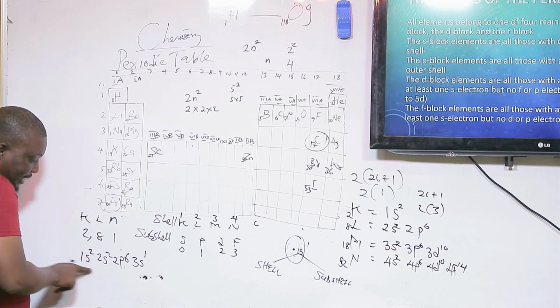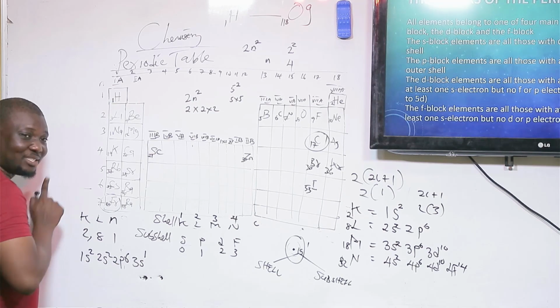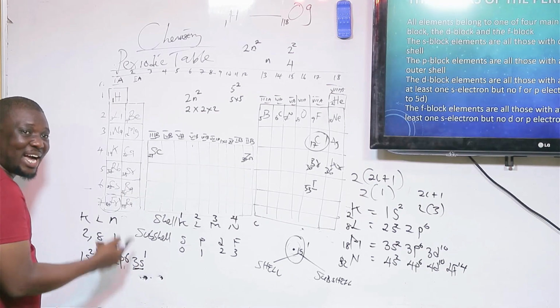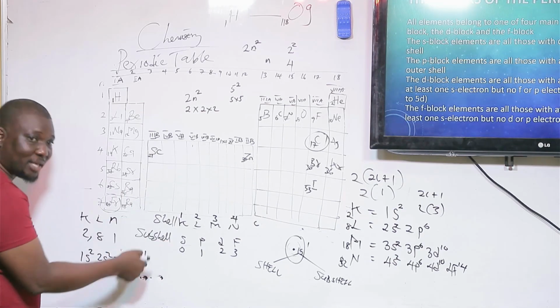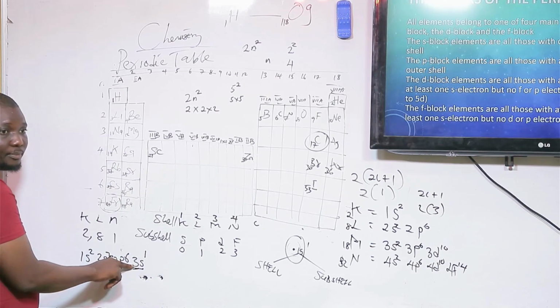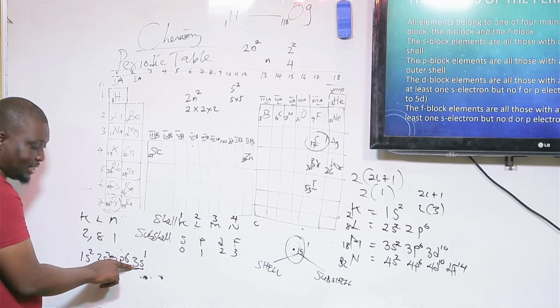An element with this electronic configuration will belong to which group? I will now go to the last subshell. The last subshell is 3s. How many electrons are in that 3s subshell? 1. It belongs to group 1. Then period 3. And then what makes it an S block element? Because the last subshell is S.